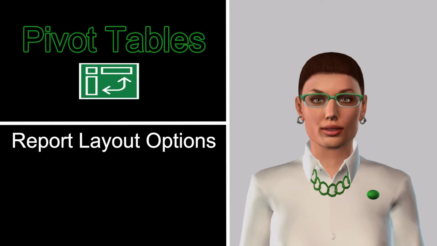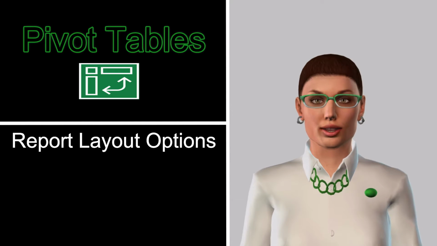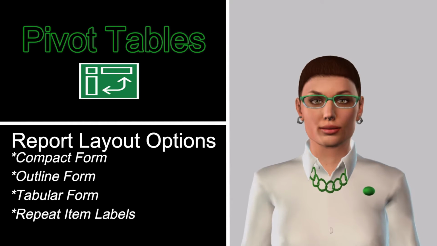Today, I would like to discuss our report layout options for our pivot tables. We will look at our pivot table in various forms today, including a compact form, an outline form, a tabular form, and we'll also repeat the labels on all our items. Now, the report layout that you choose will depend on your data needs, as today's video will demonstrate.